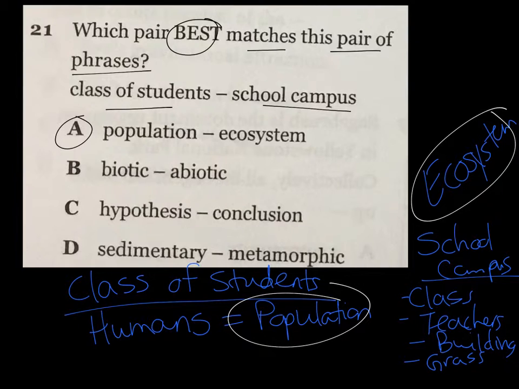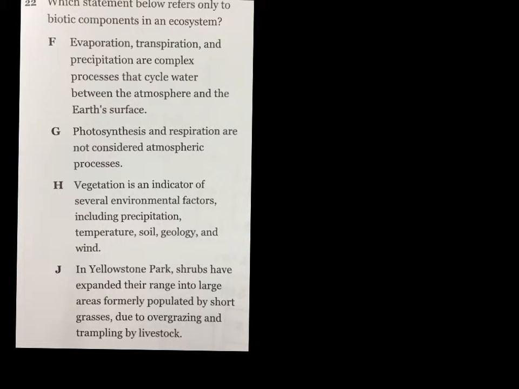But the school campus talks about biotic and abiotic things all interacting and working together. So in that case, letter A is the correct answer. And let's go to the last one. Number 22. Which statement below refers only to biotic components in an ecosystem?